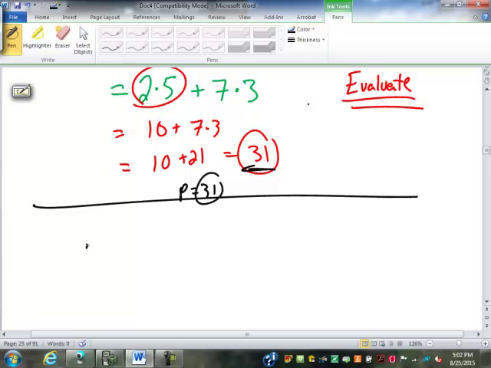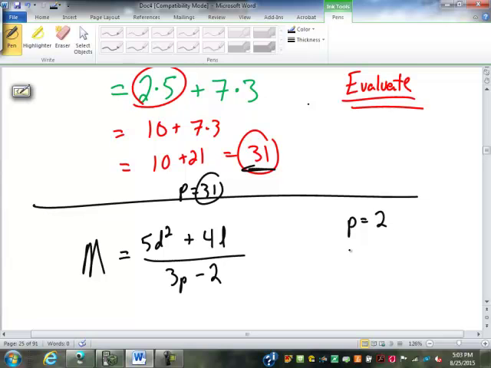We might have M is equal to 5D squared plus 4L over 3P minus 2. We're given that. I'm going to give you guys a shot. Try to evaluate that quick, and then we'll look at it in just a minute.